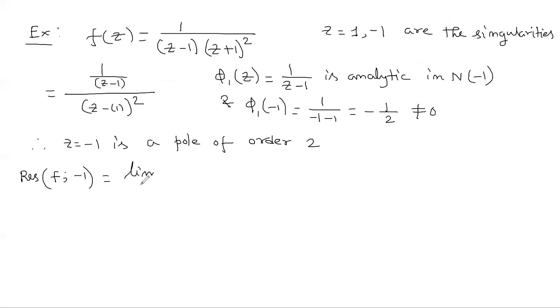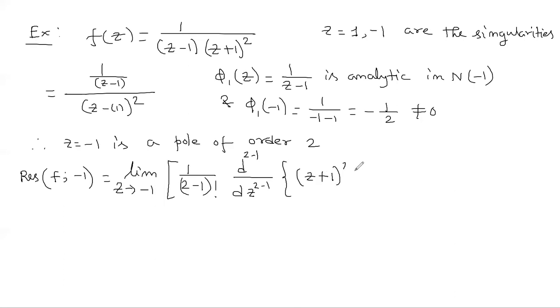So limit z tends to -1 of 1 by 2 minus 1 factorial into d^(2-1)/dz^(2-1) of (z - z0), that is (z + 1)^2, into f(z). So our f(z) is 1 by (z - 1)(z + 1)^2.